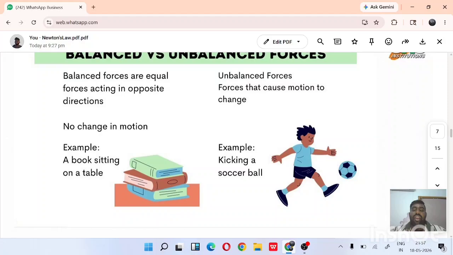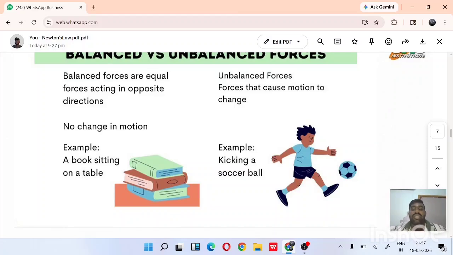Coming to the physiotherapy point, ground reaction force analysis is important in gait assessment. Prosthetics and orthotics are designed considering action and reaction principles. Balance training also depends on force interactions.